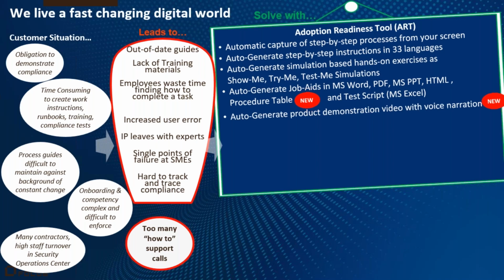ART can auto-generate product demonstration videos, including voice narrations. Really simple. You don't need any complex video editing software anymore. So just record with a capture engine your steps, what you're doing with your process, with your application, and then in the editor you can add some voiceovers to the different steps. Mission completed. Just publish and you have a product demonstration video.